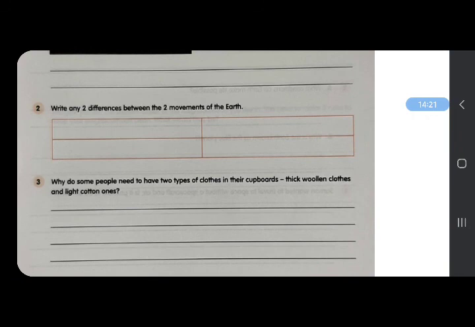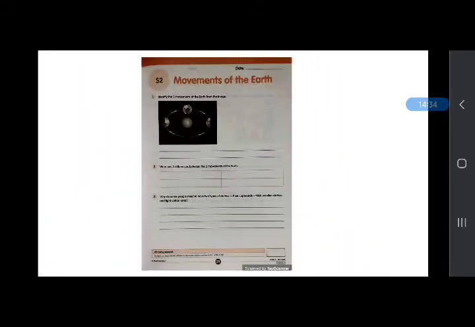Question 3. Why do some people need to have two types of clothes in their cupboards? Thick woolen clothes and light cotton clothes. Write the reason. If you have any doubt, you can ask. Watch the video properly and then complete your work.